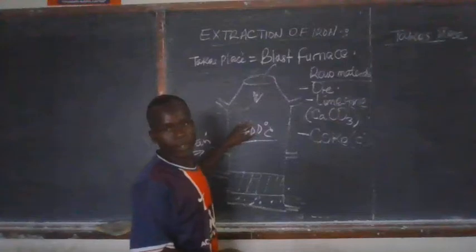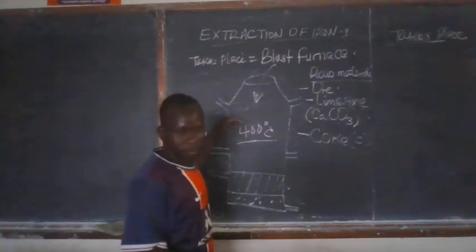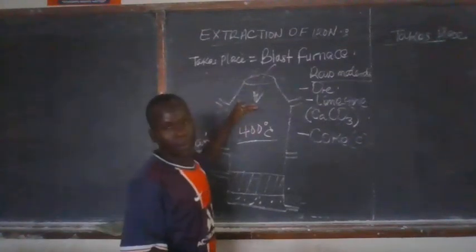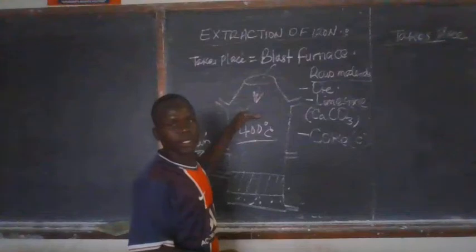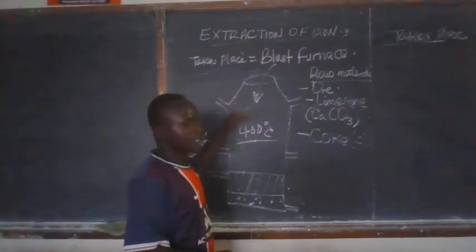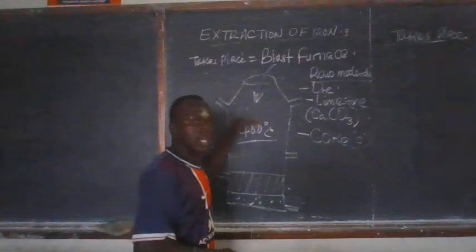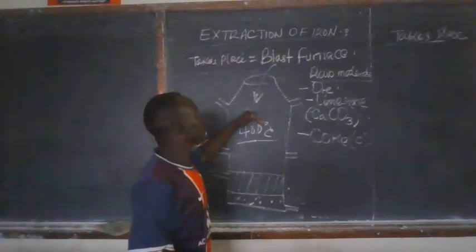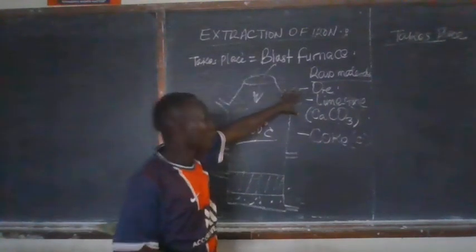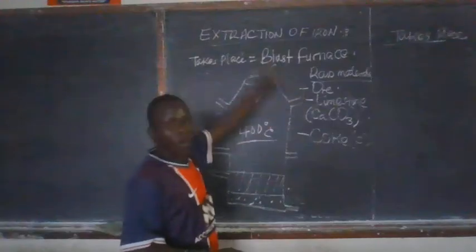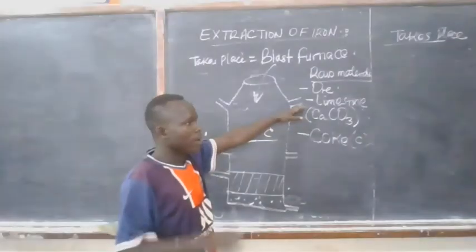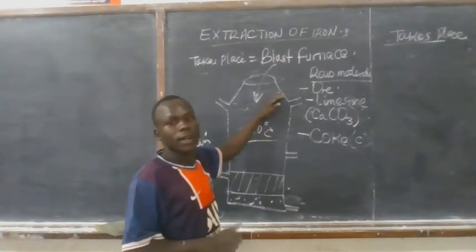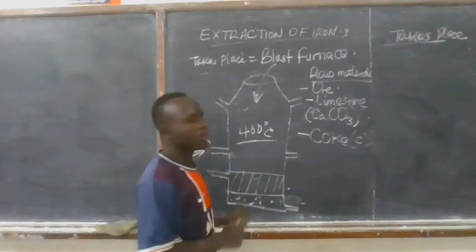Then after forming carbon dioxide gas, carbon dioxide gas will react with unburnt coke to form carbon monoxide gas. Carbon monoxide gas, in its property, is a reducing agent. It is a serious reducing agent. Therefore, the carbon monoxide gas we shall form will help us to reduce our ore. If it is hematite or magnetite, it will give us our iron, which is then tapped off later.